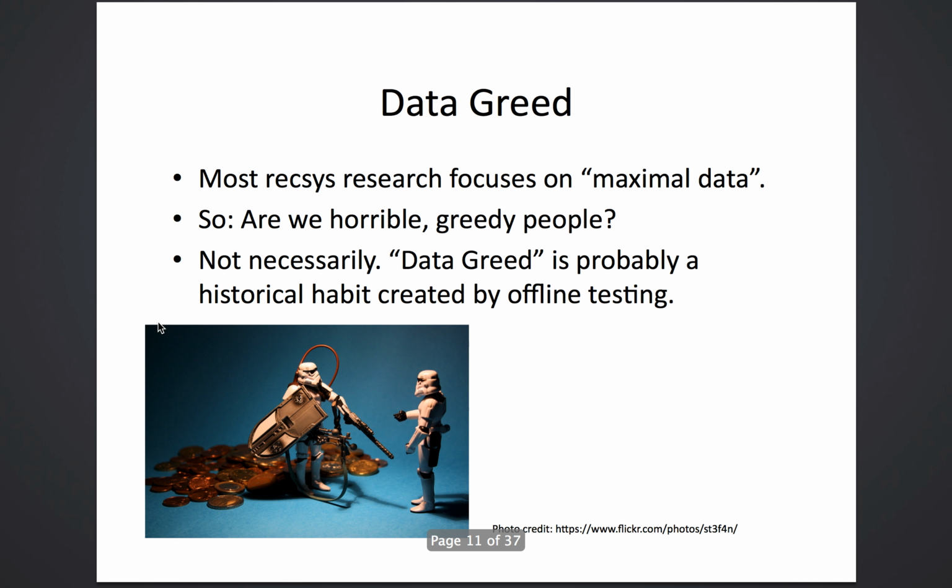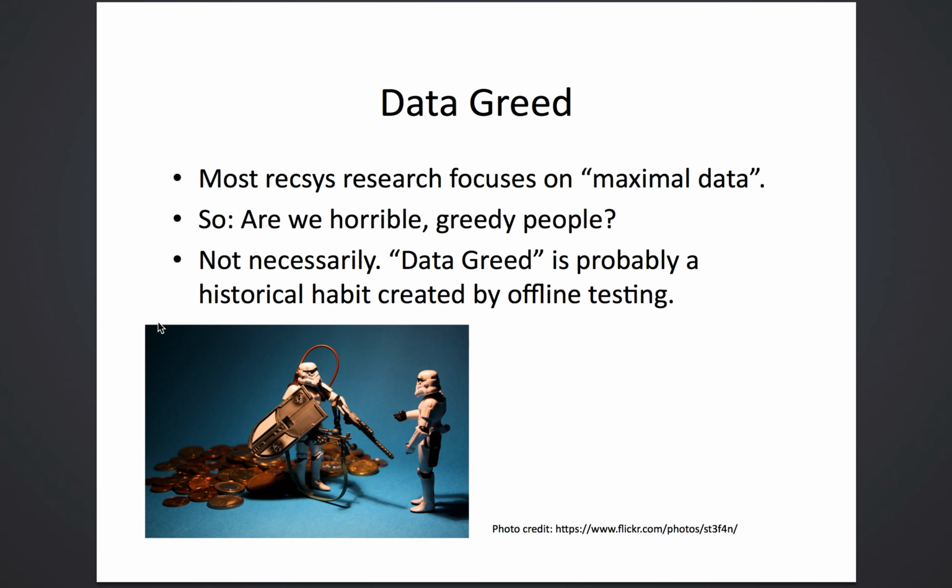And so given those advantages, it's a real question of, well, how did we get, as a recommender system community, so data greedy in the first place? Where does this data greed come from? Why does most RecSys research actually focus on maximal data, using as much as you can get your hands on? Are we horribly data greedy people?